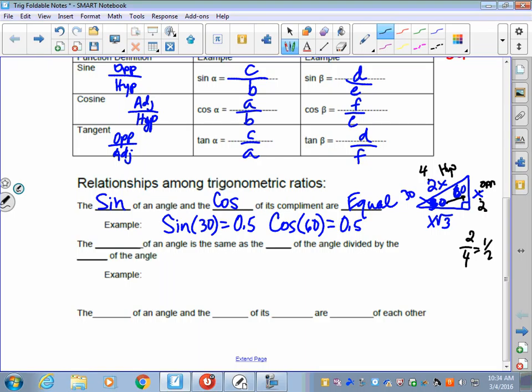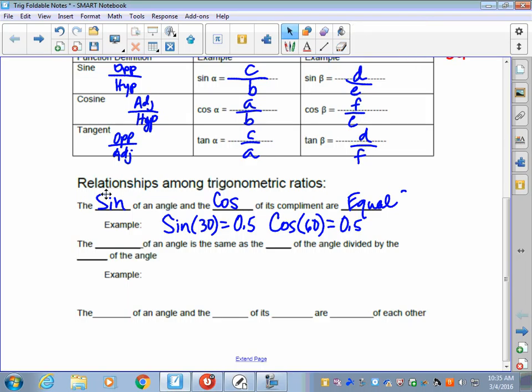What? Because I did sine of 30. I said, apparently, 7 times 13 is OB.